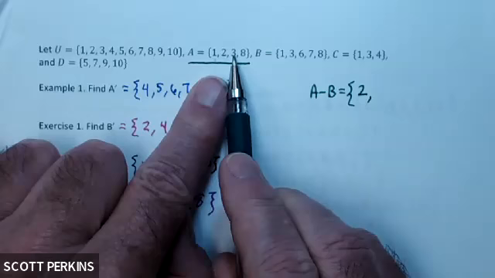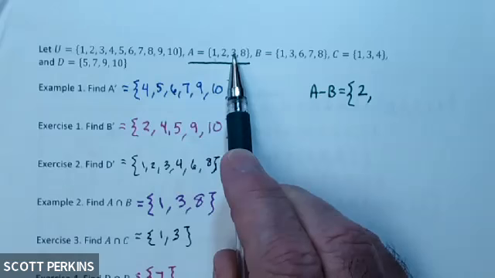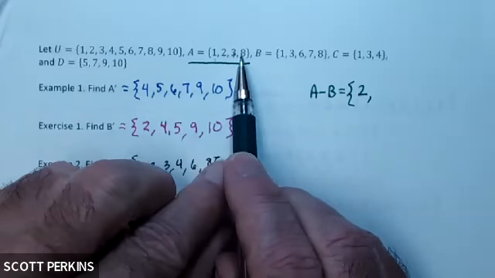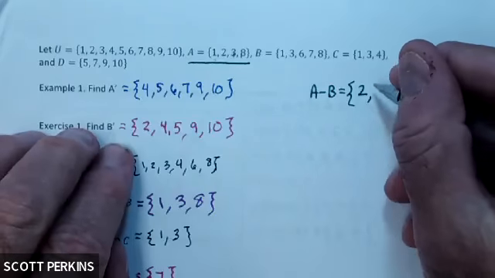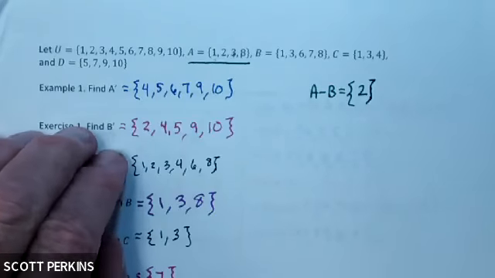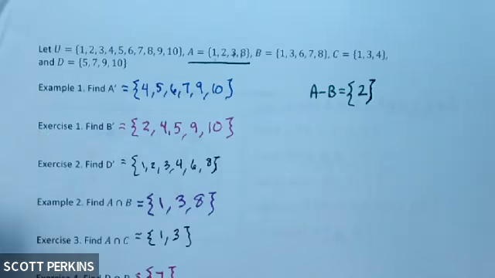Is 3 also in set B? Yes, so we subtract it away. We're subtracting anything that is in B, anything they have in common. Is 8 also in B? So we subtract it away. So the only thing that remains when I do A subtract B is the element 2.